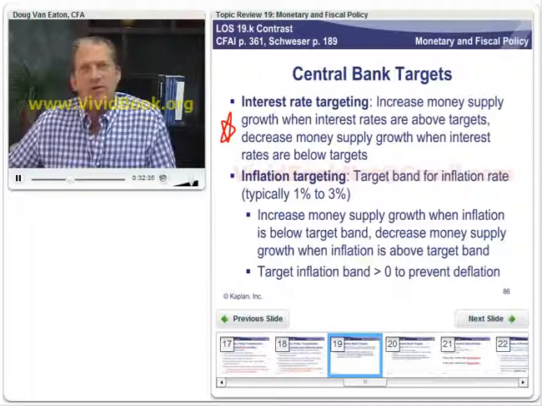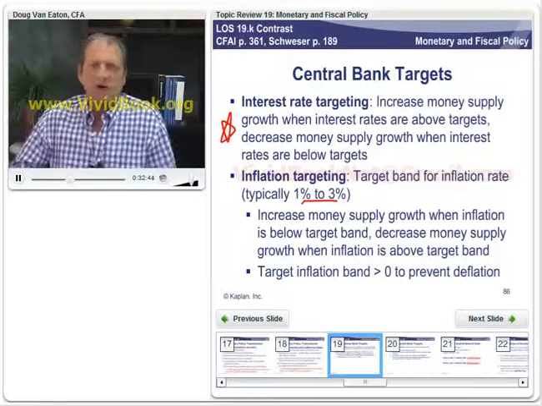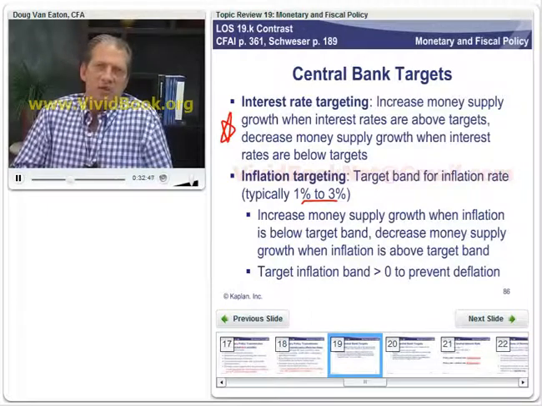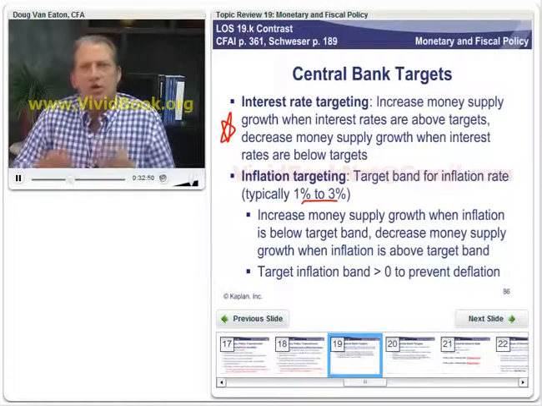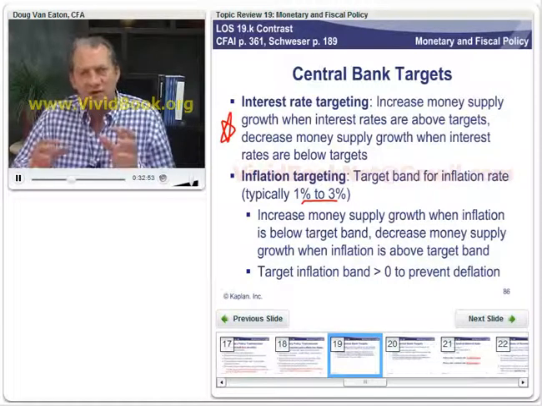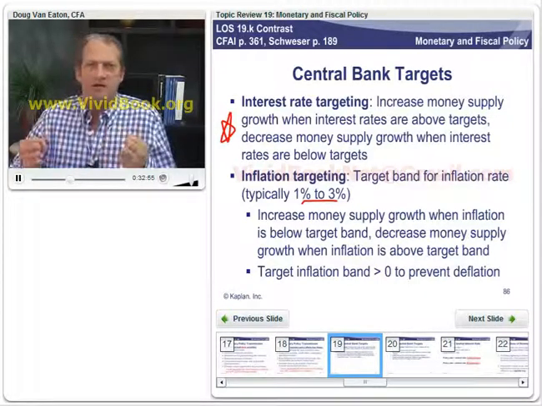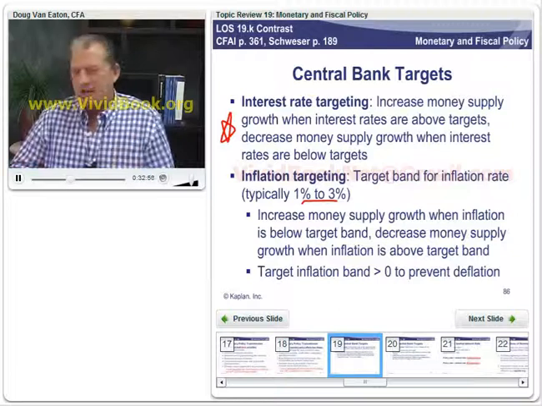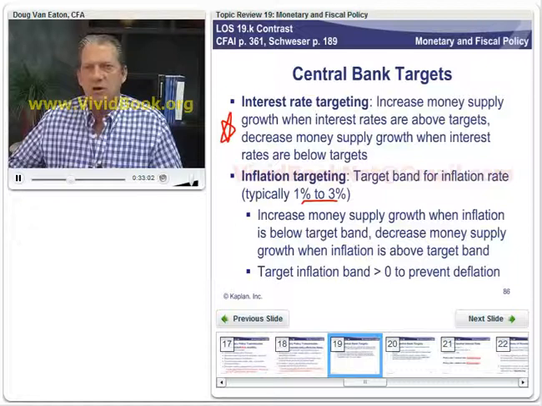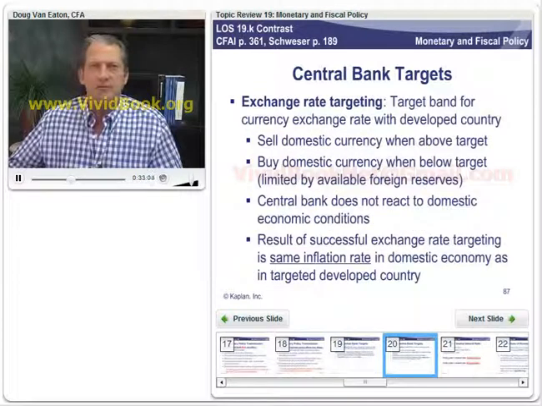We talked about inflation targeting. Sometimes there'll be a band instead of a specific rate, and this band is typically 1 to 3% for the reasons that I talked about earlier. So, what does the bank do? Well, they increase the money supply growth if inflation gets below the target band, and decrease money supply growth when it's above the band. And the reason we have this band above zero is because we really don't want deflation.